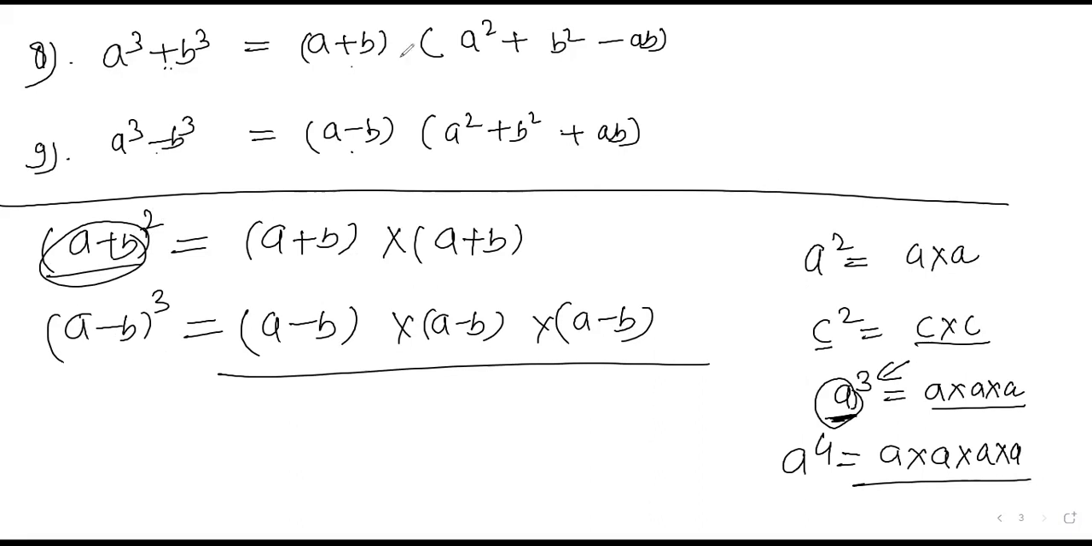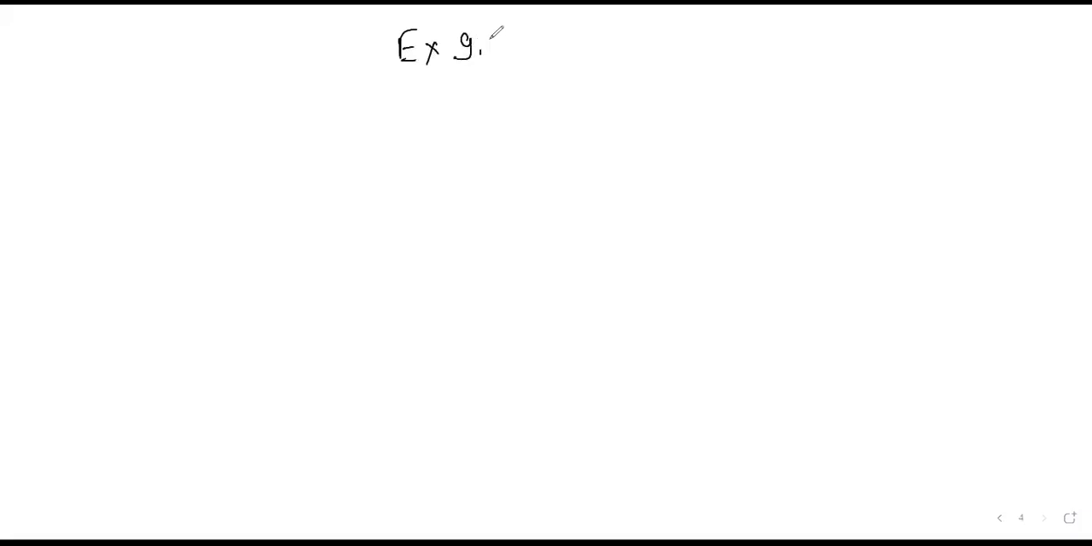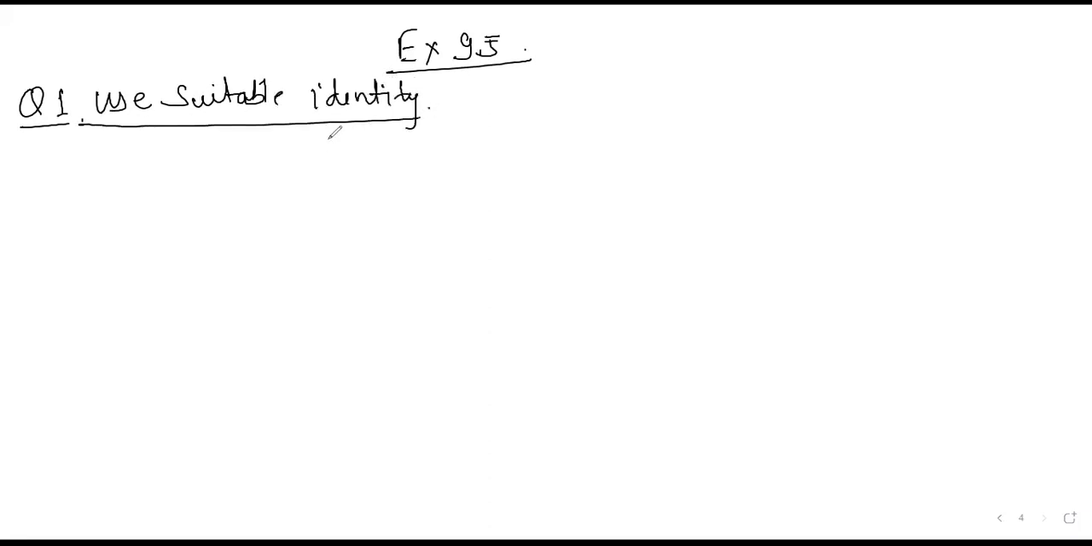Exercise 9.5. Okay, so the first question I'm taking, that is question number 1. Use suitable identities to get each of the following products. Use a suitable identity, meaning we have to use the perfect identity which is applicable in the question. Let us try to solve the first part.